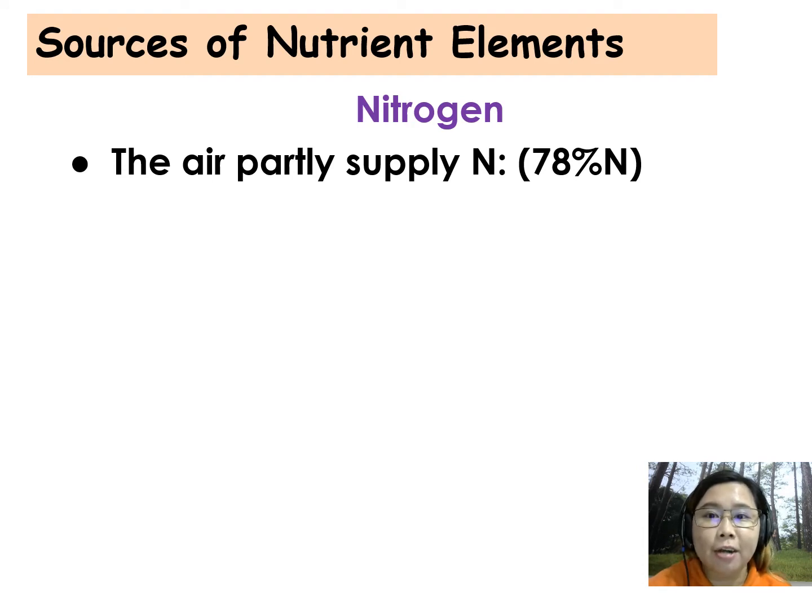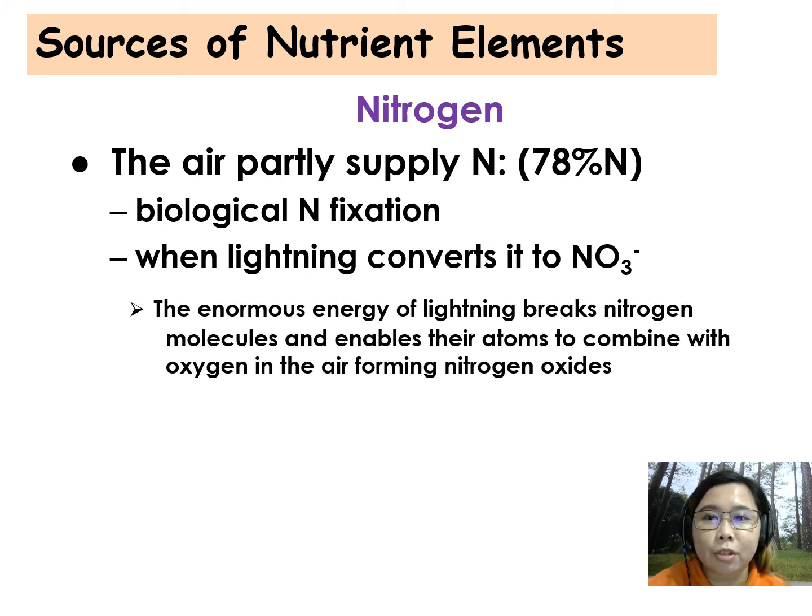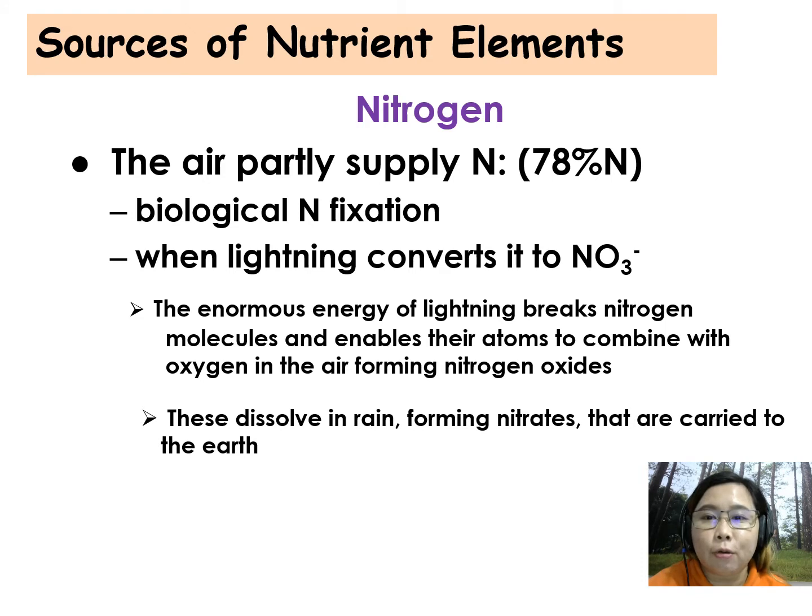In fact, the air in the Earth's atmosphere is made up of approximately 78% nitrogen. The nitrogen from the air can go to the soil through biological nitrogen fixation, and when lightning converts it to nitrate. When the enormous energy of the lightning breaks nitrogen molecules and enables their atoms to combine with oxygen in the air, forming nitrogen oxides, these nitrogen oxides dissolve in rain, forming nitrates that are carried to the earth.